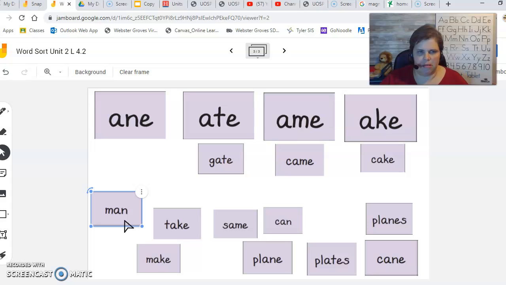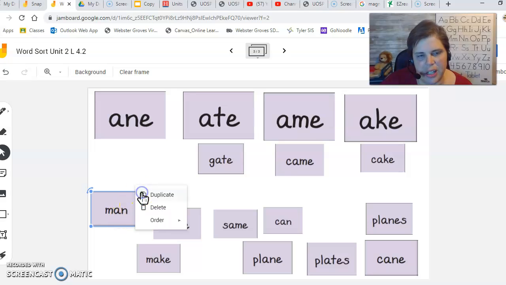Man. Huh. Well, can I put it in this category because it has some of the same letters? It has an A and an N, and this has an A and an N. No, I can't put those together. This is ain, not an. When we see that mysterious silent E, we know that A has to say its name. Ain. And this is man.